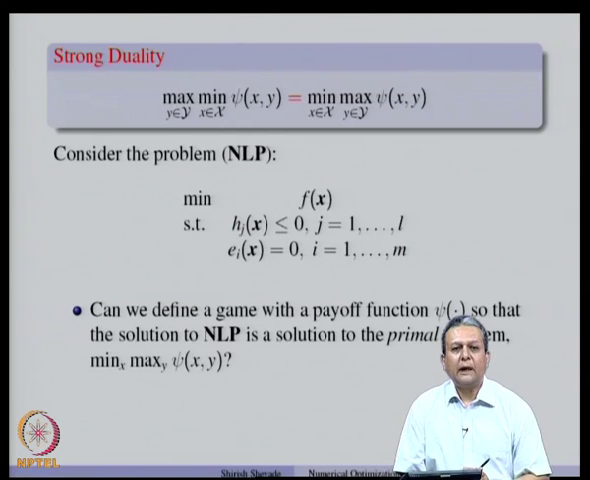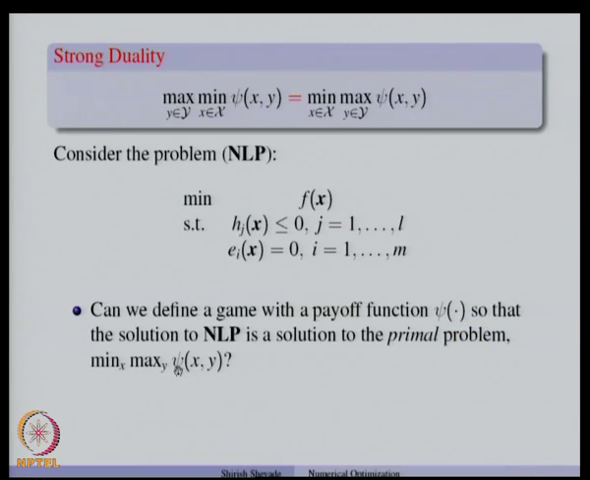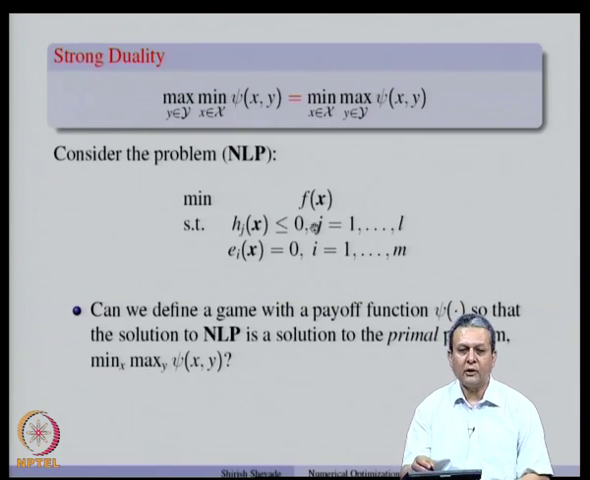Now, the question is: can we define a game with some payoff function psi, so that the solution to the NLP is a solution to the primal problem min max psi x y? So, in other words, we are interested in writing this as a min max problem by defining an appropriate payoff function psi x y. Now, once we write the primal problem min max psi x y, then we can possibly write the corresponding dual problem as max min psi x y, and that dual problem may sometimes be easier to solve than the original problem.